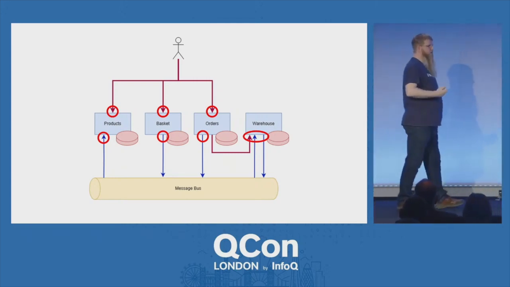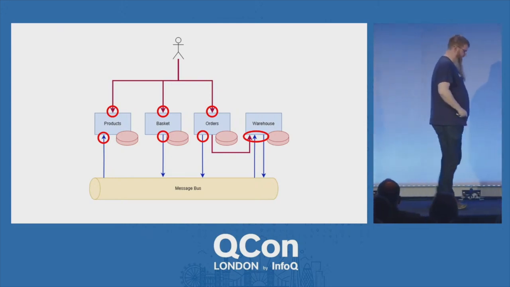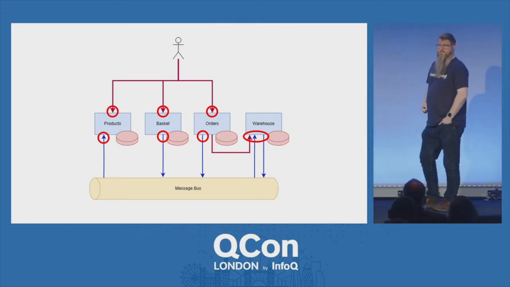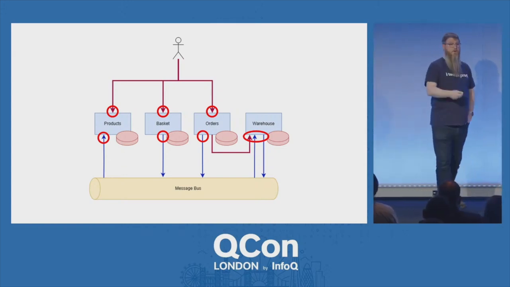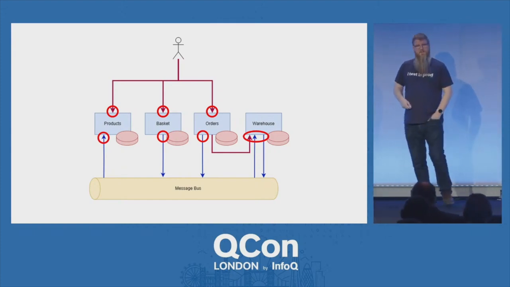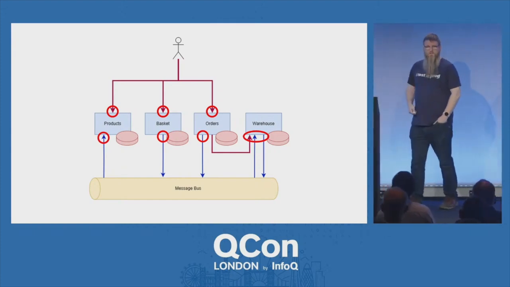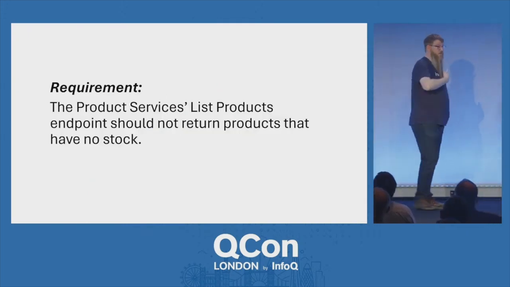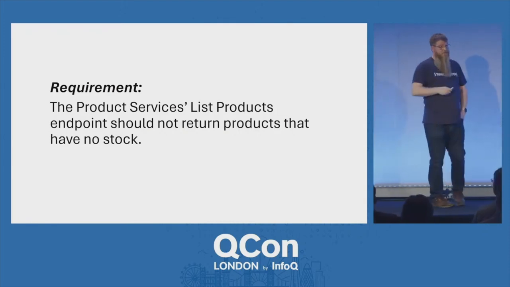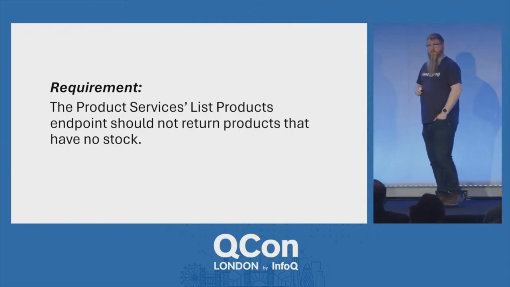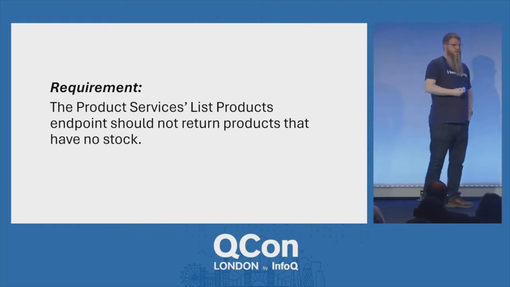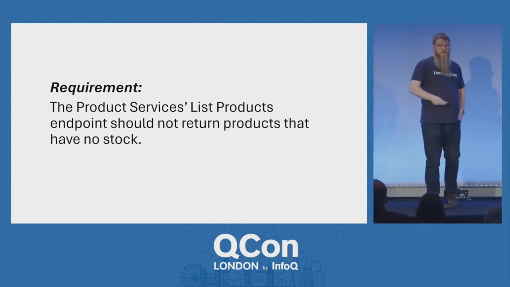Now, a small little anecdote from the bank. We based everything on requirements. If we got a requirement for something, we'd write the tests, and we'd implement them. So we get requirements like this, for instance. The product service's list products endpoint should not return products that have no stock. It's a very valid requirement. And because it's a valid requirement, it's something that you could write a test for.